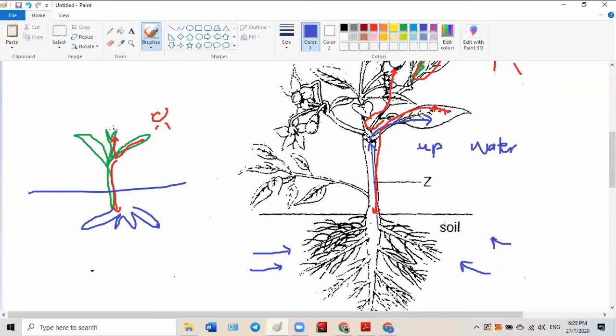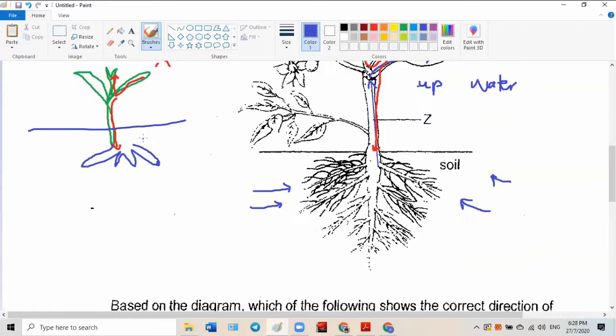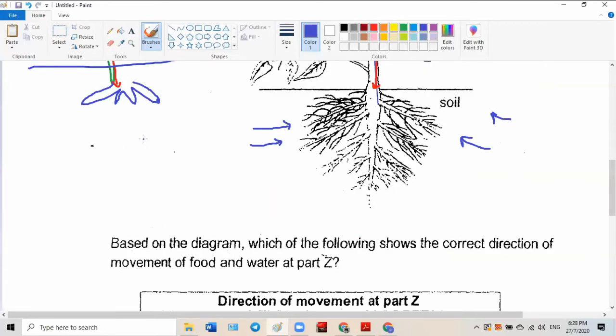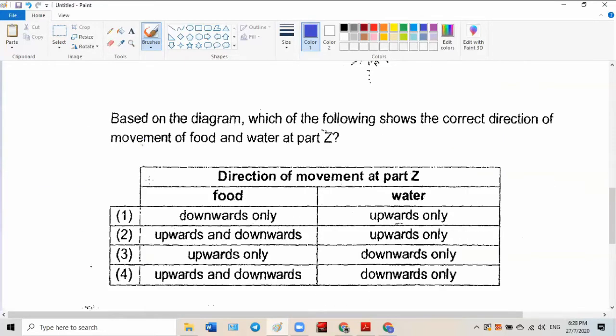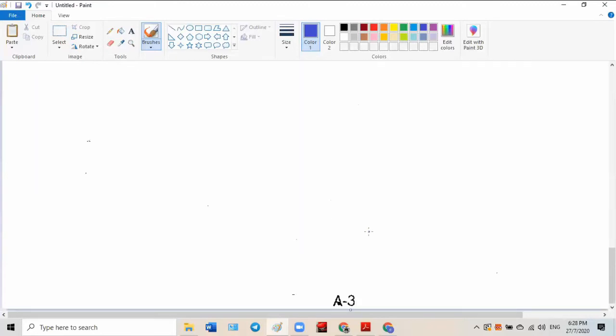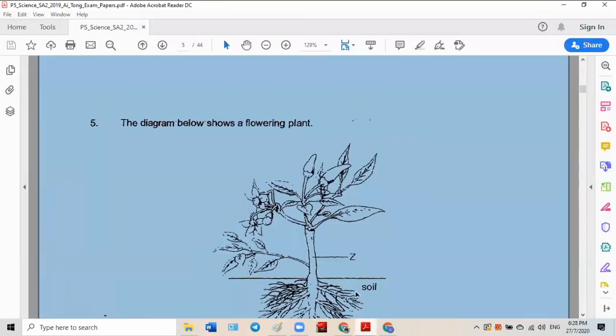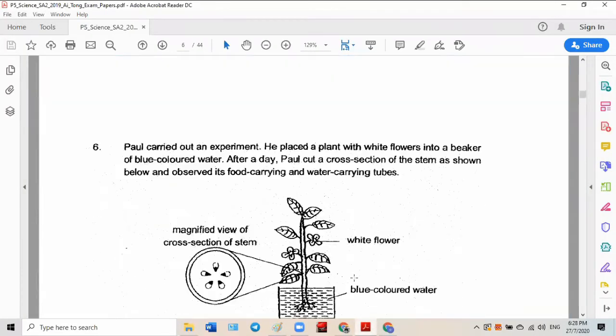Why send up? Because this is a tiny leaf. How do you expect him to make food? Then you don't give him food, how does he grow taller? Yes or no? Get it? So okay, what's the answer for number 5? Yes, food must go up and down. You understand? Water only up. Understand? You just learn here. What you don't know, don't care. Just learn here. Okay? Alright, number 6.